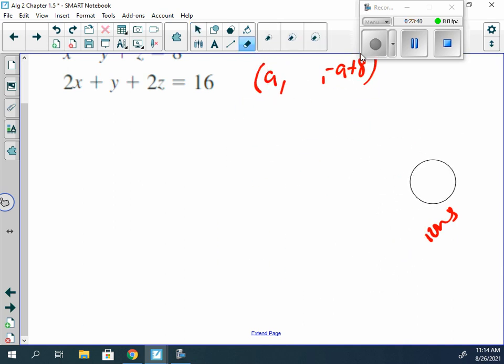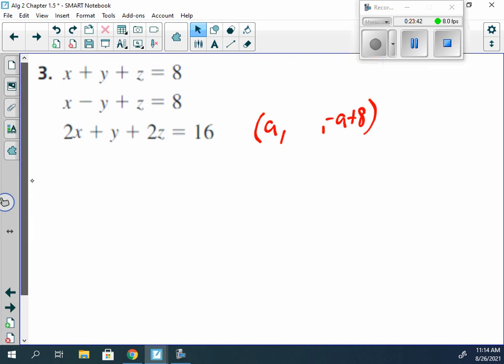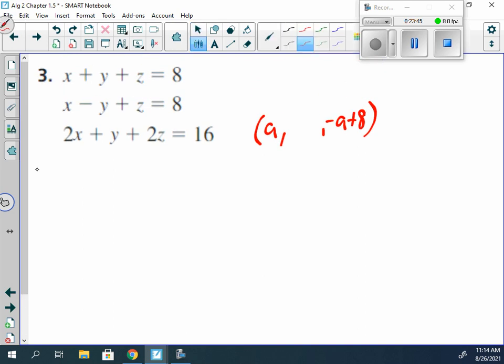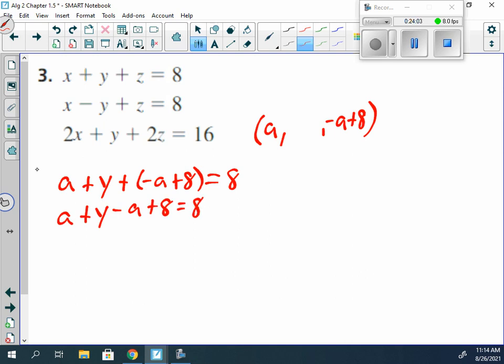I already know it's infinitely many solutions. And what I'm going to do is now plug these two values in for one of these two equations. I'll take the top one. So a plus y plus negative a plus 8 is equal to 8. So we'll have a plus y minus a plus 8 is equal to 8. Well, a minus a will cancel, leaving us with y plus 8 is equal to 8. Subtract 8 from both sides. And we get y is equal to 0.